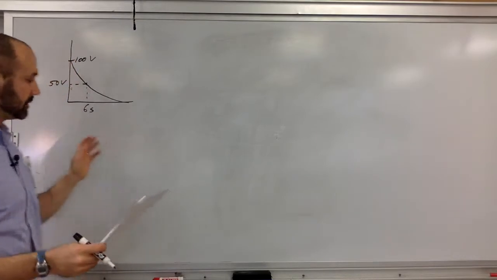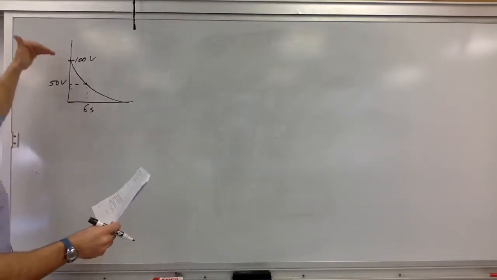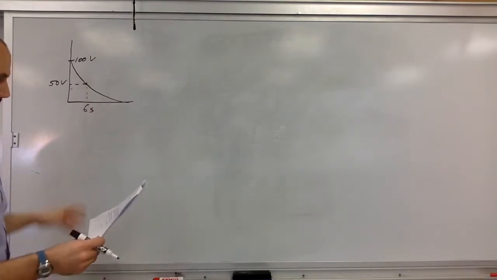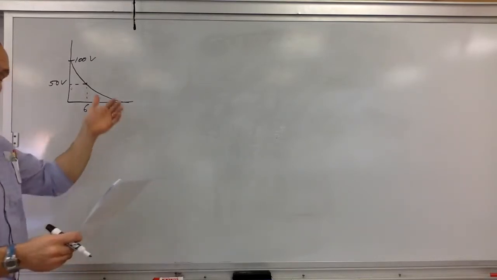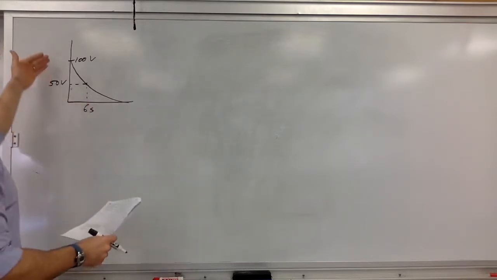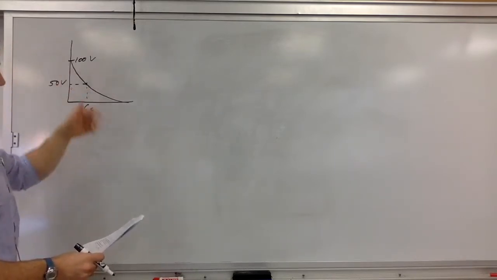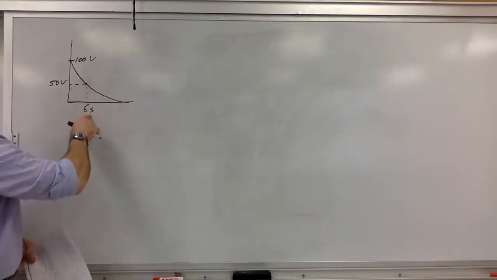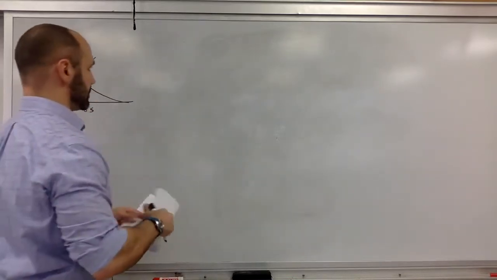Okay, so in this problem, we've got 100 volts on the capacitor, and then we connect it to the voltmeter, and then it starts to drop, right? Why? Because current is going to go through the voltmeter, and we're going to lose charge, and therefore potential difference on the capacitor. And it looks like this. After 6 seconds, it's half of its original value.